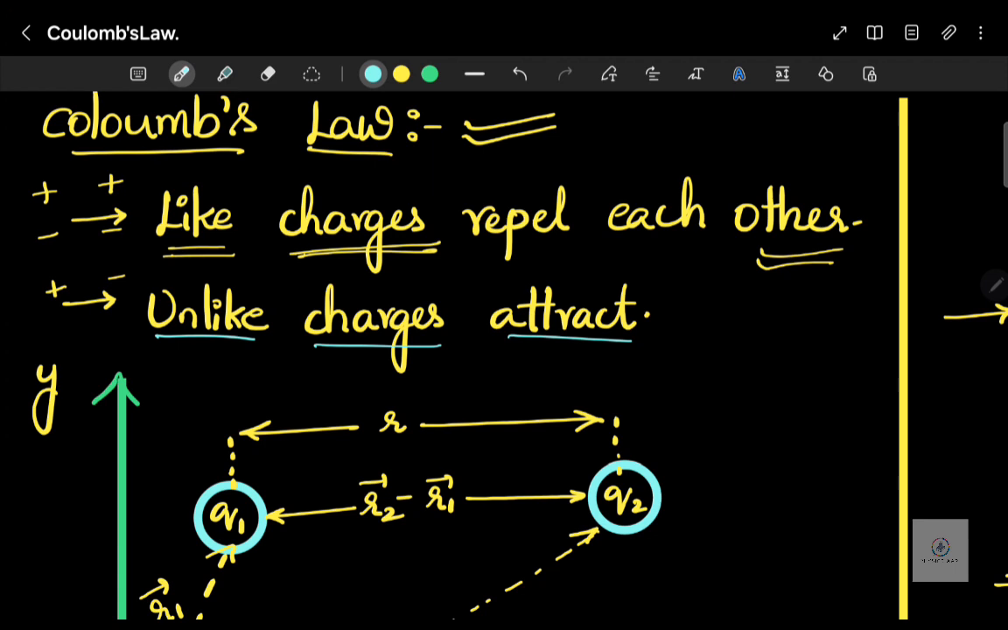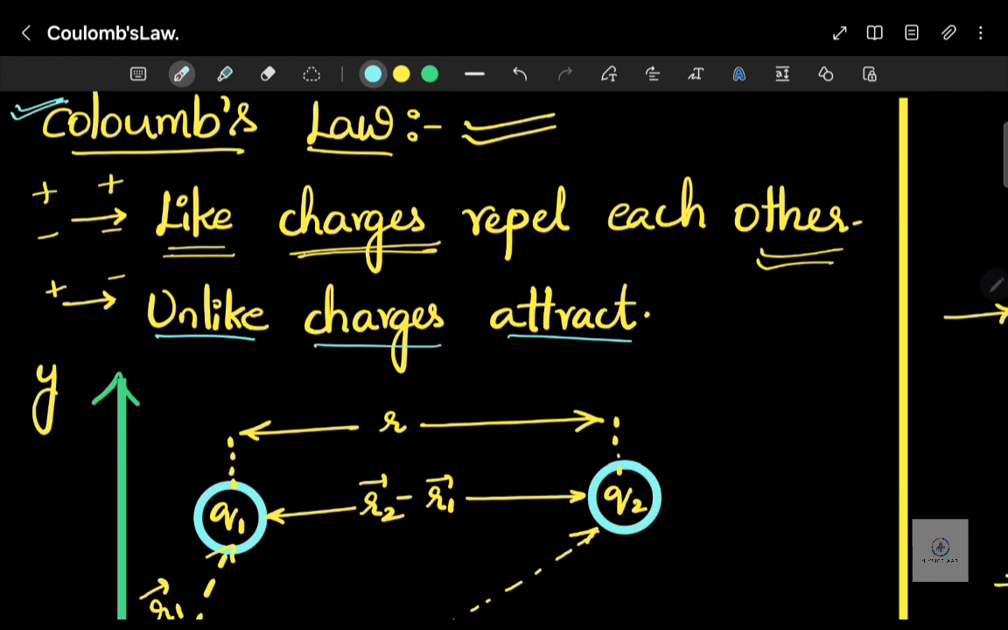How strong is that repulsion, or how weak is that attraction, or how much force will be acting between the charges, will be explained by Coulomb's law.